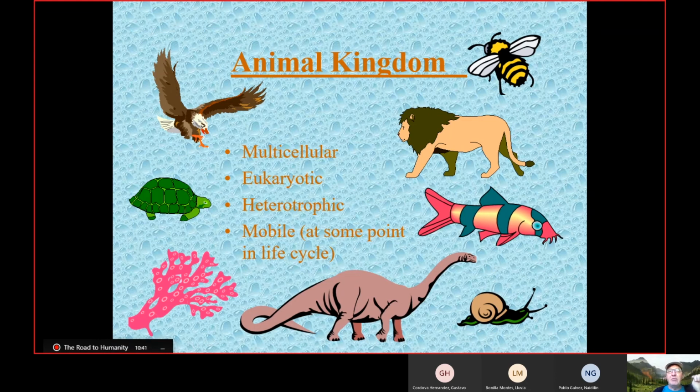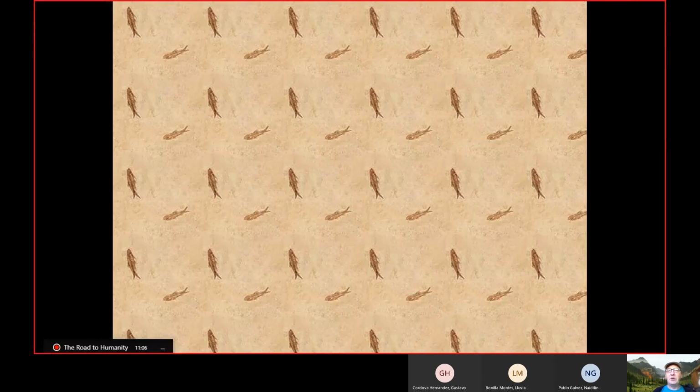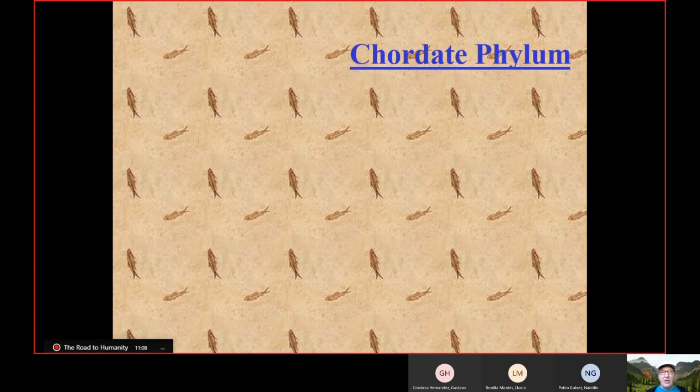But with the animal kingdom, before we get to the lions and the other mammals, we're going to separate the ones with backbones: turtles, eagles, lions, fish, dinosaurs. All these guys with backbones are more closely related to us than these invertebrates like the coral, the snail, and the bee. We're all animals, but we're going to split off from the invertebrates at this point. So we call this group that's basically all the vertebrates, we are called chordates.